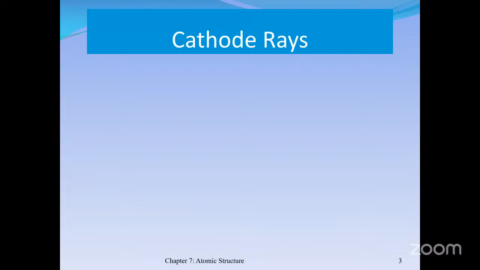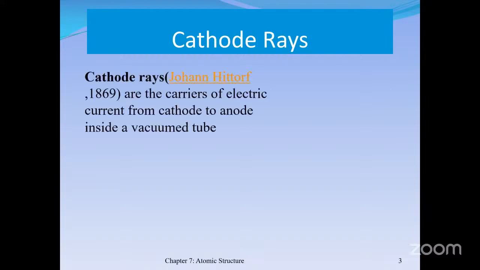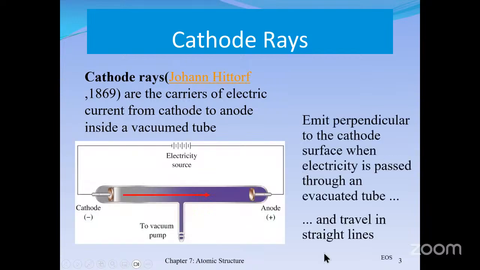So the first thing I want to talk about is the discovery of the electrons. And electrons were first discovered in the form of what we call cathode rays. And this guy, Johann Hittorf, in 1869, he discovered the cathode rays by setting up this particular experiment represented by this diagram right here. So let me describe what's happening here.